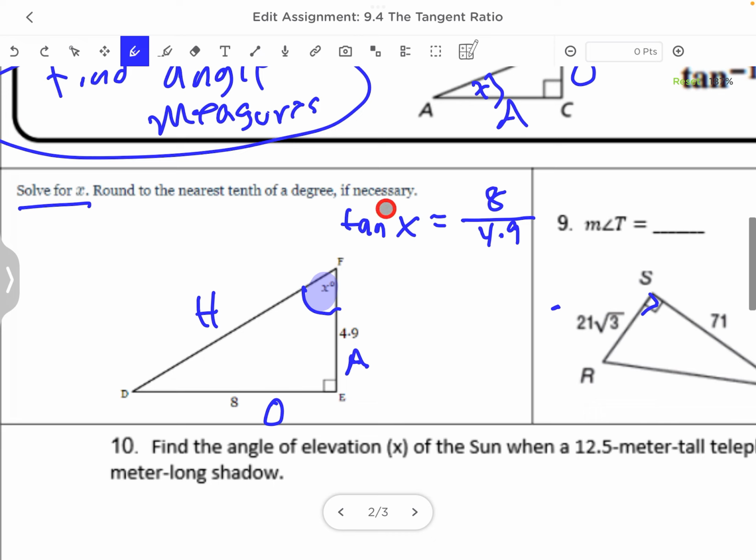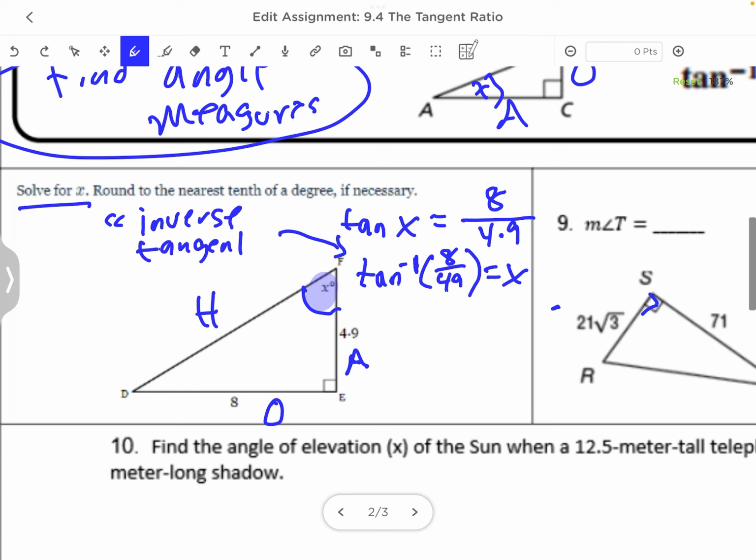Okay, so we said that the tangent of this angle measurement is the opposite over the adjacent. But we want to find x. So here's what we're going to do. We're going to say the inverse tangent of 8 over 4.9 equals x. Okay, so this is pronounced inverse tangent. So inverse tangent of 8 over 4.9 is going to be equal to x.